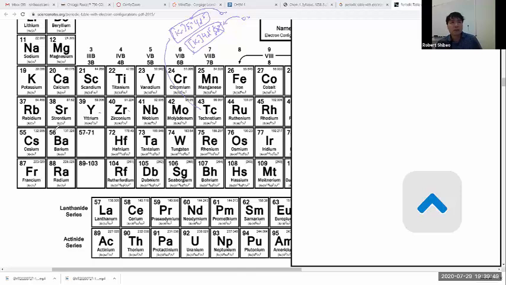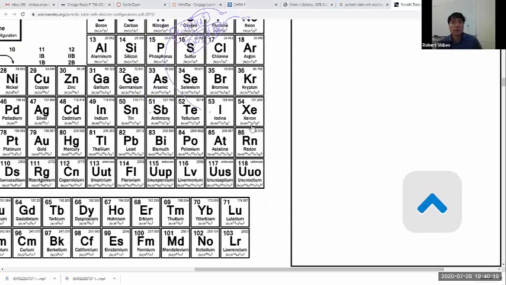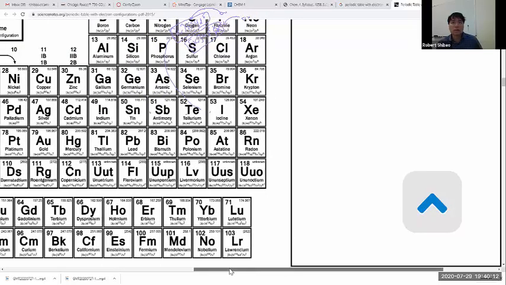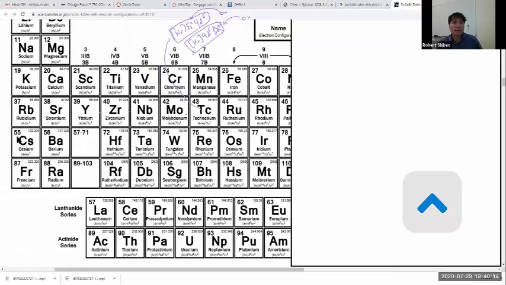Barium was the other one, and barium is in what shell? 1, 2, 3, 4, 5, 6. Barium's in the 6th shell. So what would that be? Xenon. We're looking at the next shell, so xenon is 54 and 55 is cesium. That would be 6s1. Barium would be 6s2. So xenon 6s2.